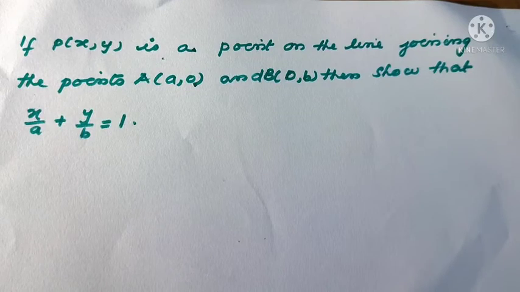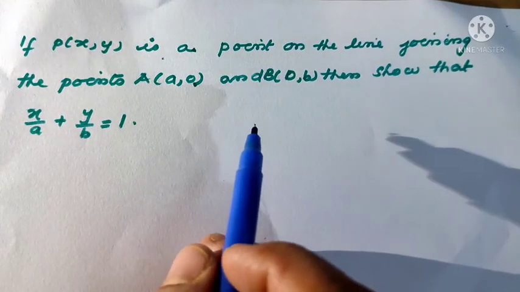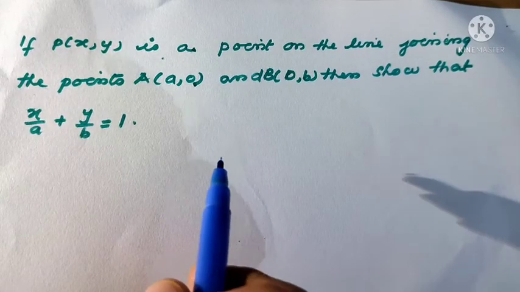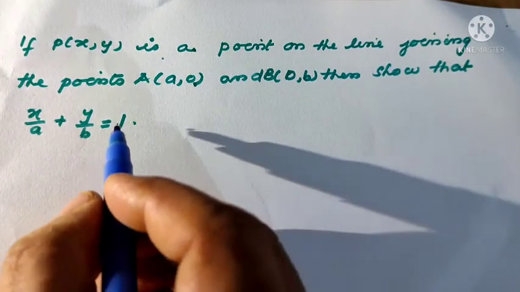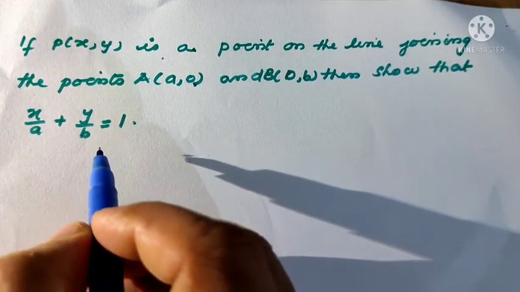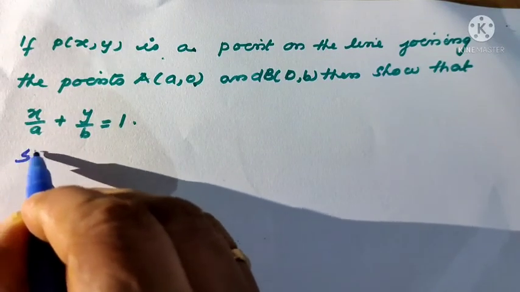If P x comma y is a point on the line joining A a comma 0, B 0 comma b, show that x by a plus y by b equal to 1 only. So if P is a point on the line joining A and B, that means P, A, B, the 3 points are collinear only. So let us take the solution now.